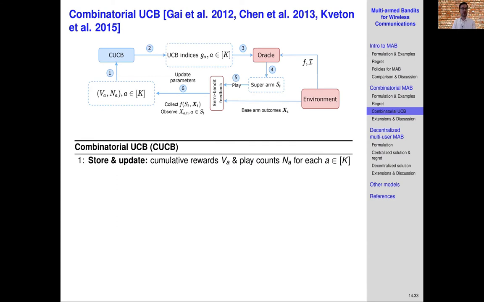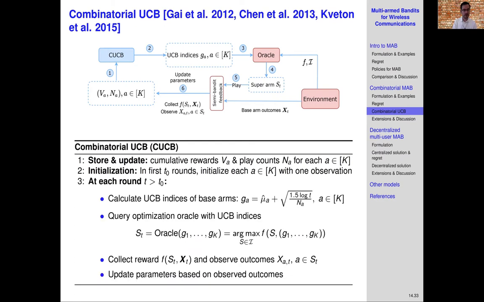Next, I will describe the learning algorithm, combinatorial UCB. Similar to the UCB algorithm from the previous part, the algorithm stores and updates cumulative rewards and play counts for each base arm. Initially, it selects superarms such that it initializes each base arm with one observation. Then, at each round, the algorithm calculates upper confidence bound indices for each base arm, which consists of sample mean plus exploration bonus.